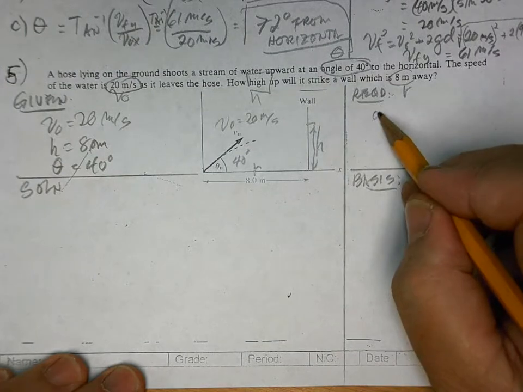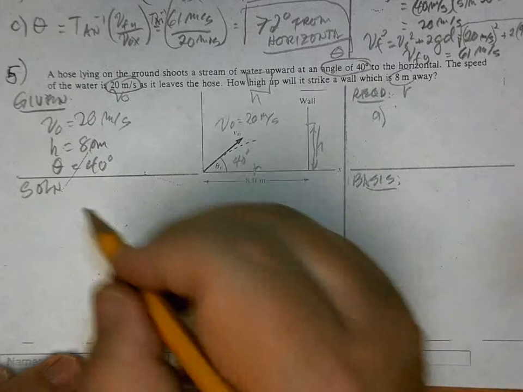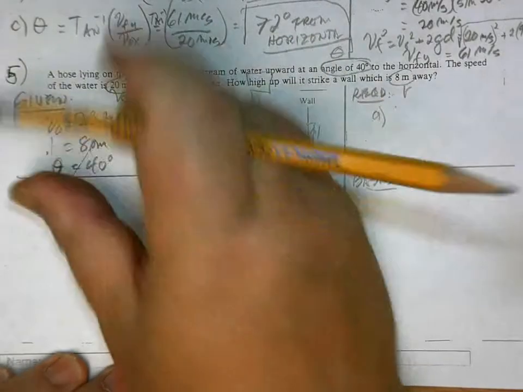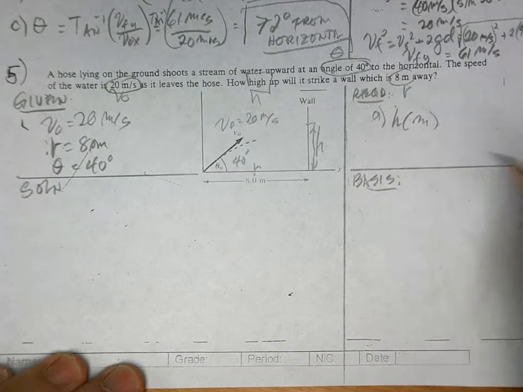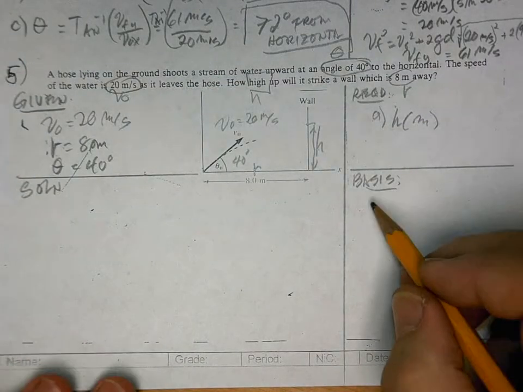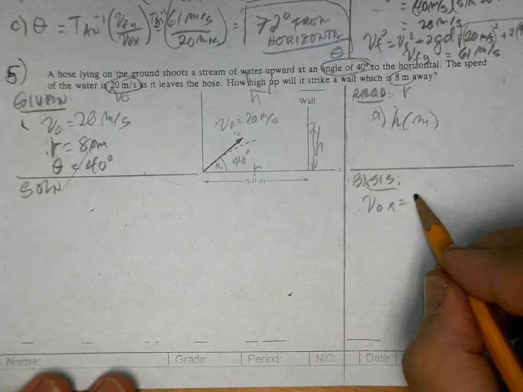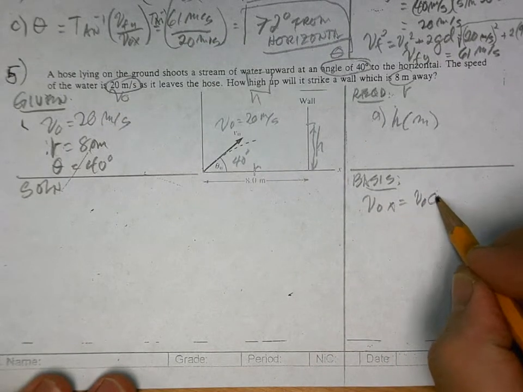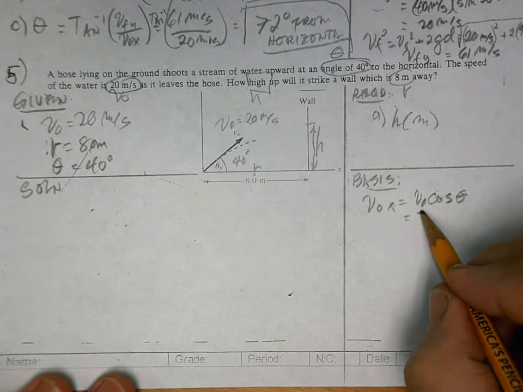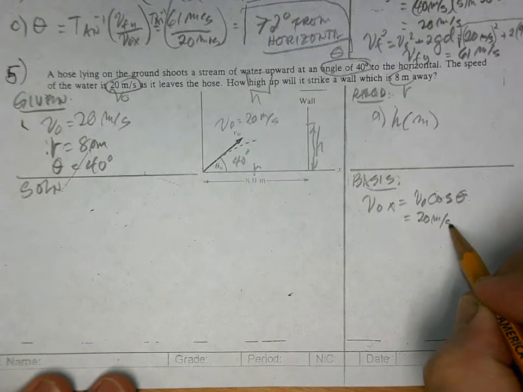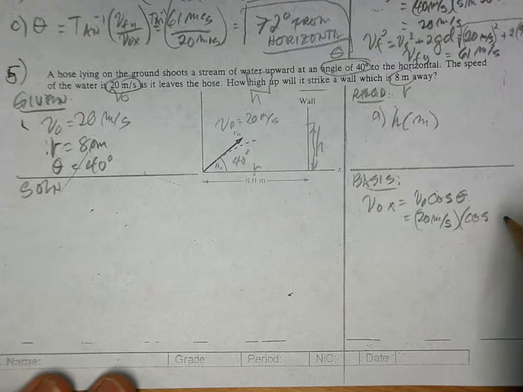And what are you being required? You're given the r, and you're looking for h in meters. Okay. How do we solve this? Again, we need the components. We need VOX, which is VO cosine theta, which is 20 meters per second times cosine of 40.